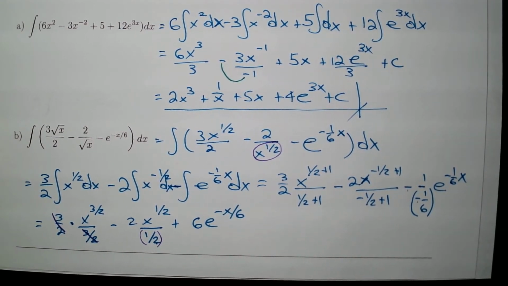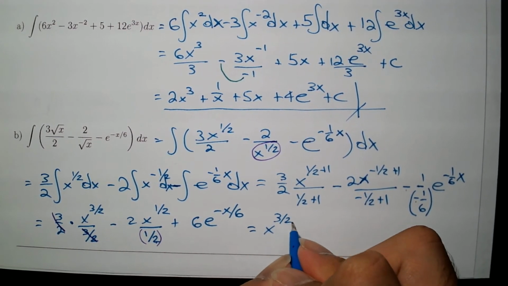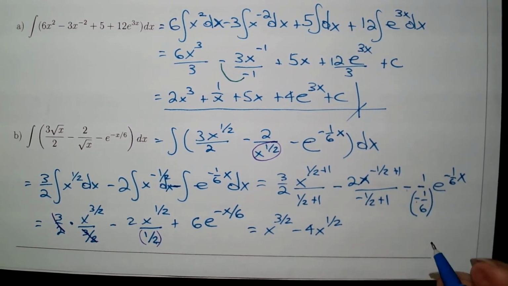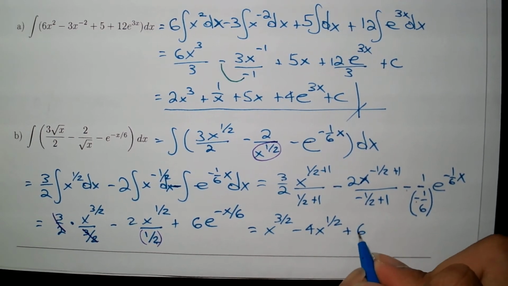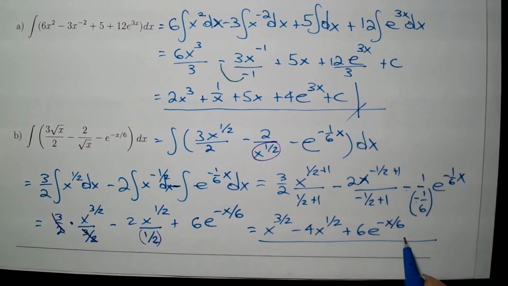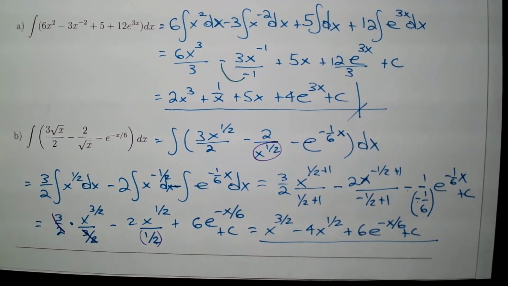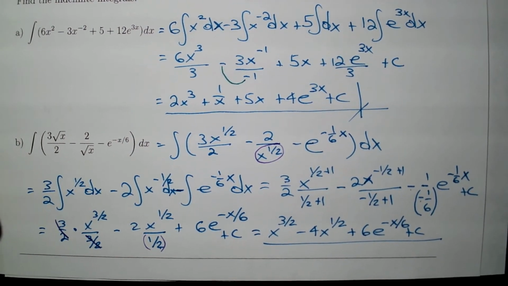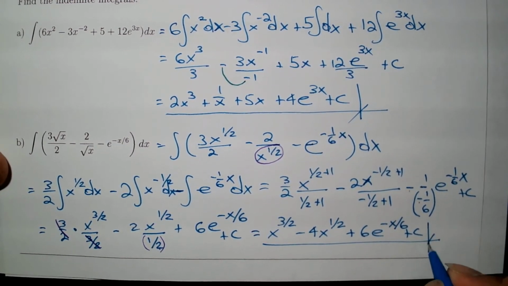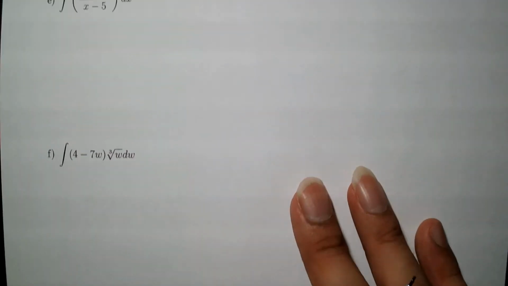So what do we get at the end? We're going to get x to the 3/2 minus 4 x to the 1/2 plus 6 e to the negative x over 6. The whole thing, oh, plus c. Be sure to put the plus c here as well, plus c. Every time you stop using the integral sign, we are supposed to write that plus c, and that's the final answer. Alright, let's go ahead and do a few more examples.